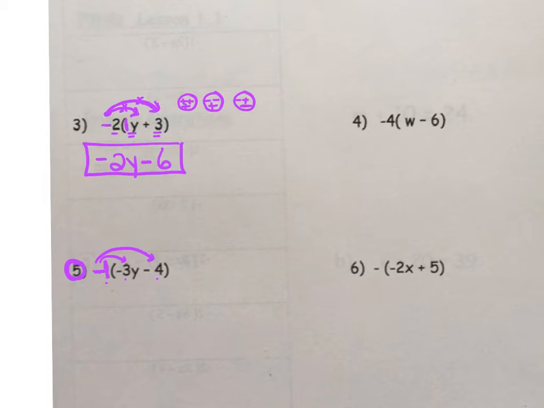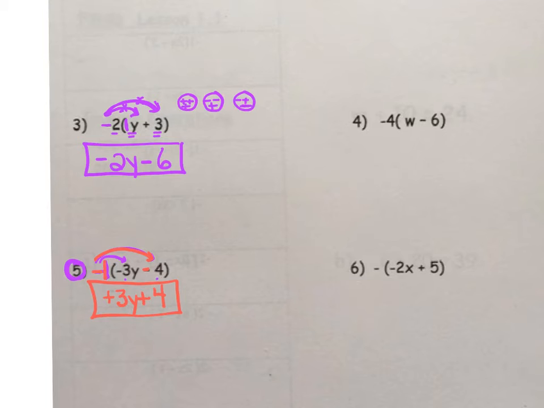So as we take a -1 and multiply -3y, we get a positive, and of course the 3y stays the same. This negative changes to a positive as we multiply -1 times -4, we get a +4. Your answer is 3y plus 4.